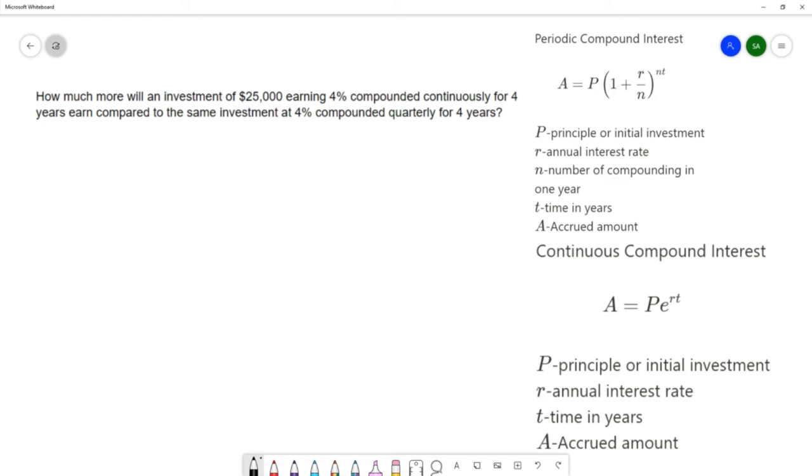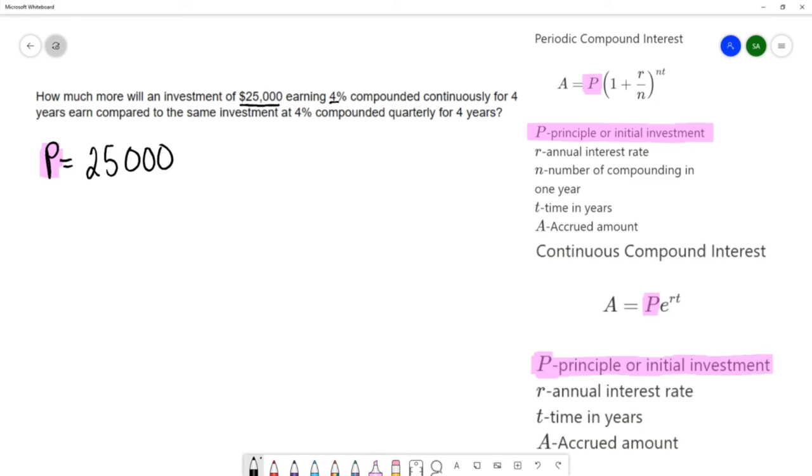So going through the problem, the first thing we notice, we have $25,000 as our investment. That's going to be our principal, our initial investment, $25,000. And you can notice that in this formula for periodic compound interest as well as continuous compound interest, they both have P for principal, which is the initial investment.